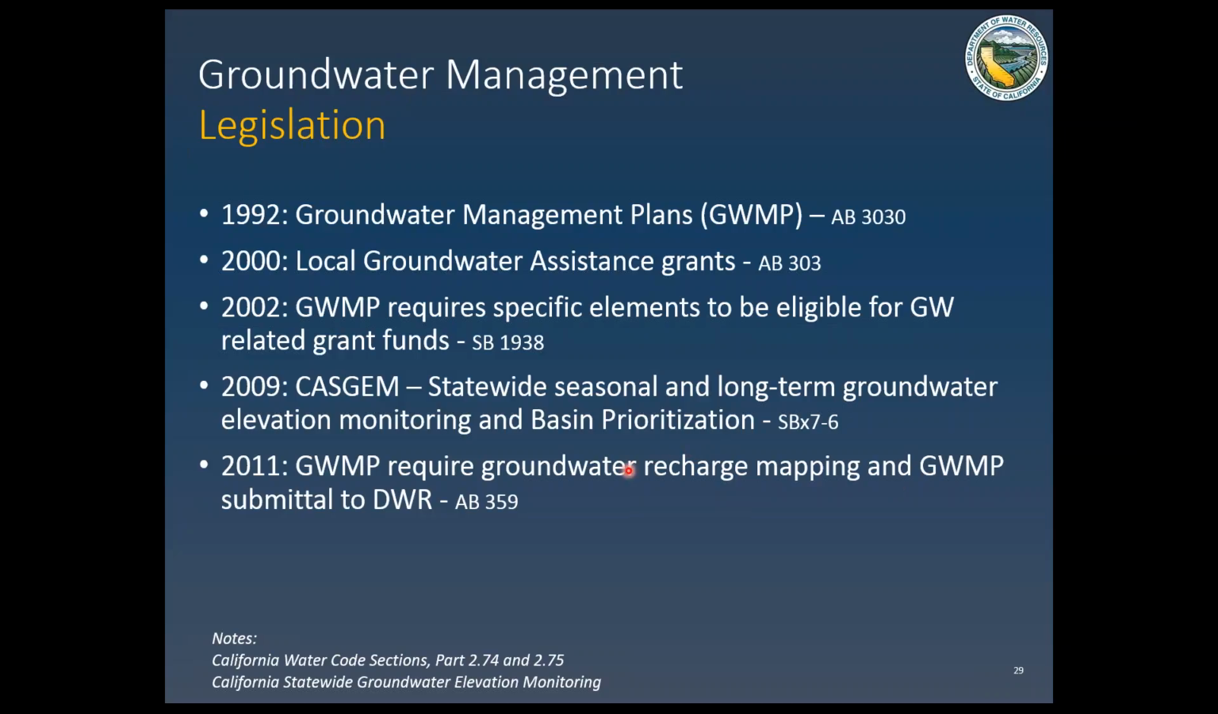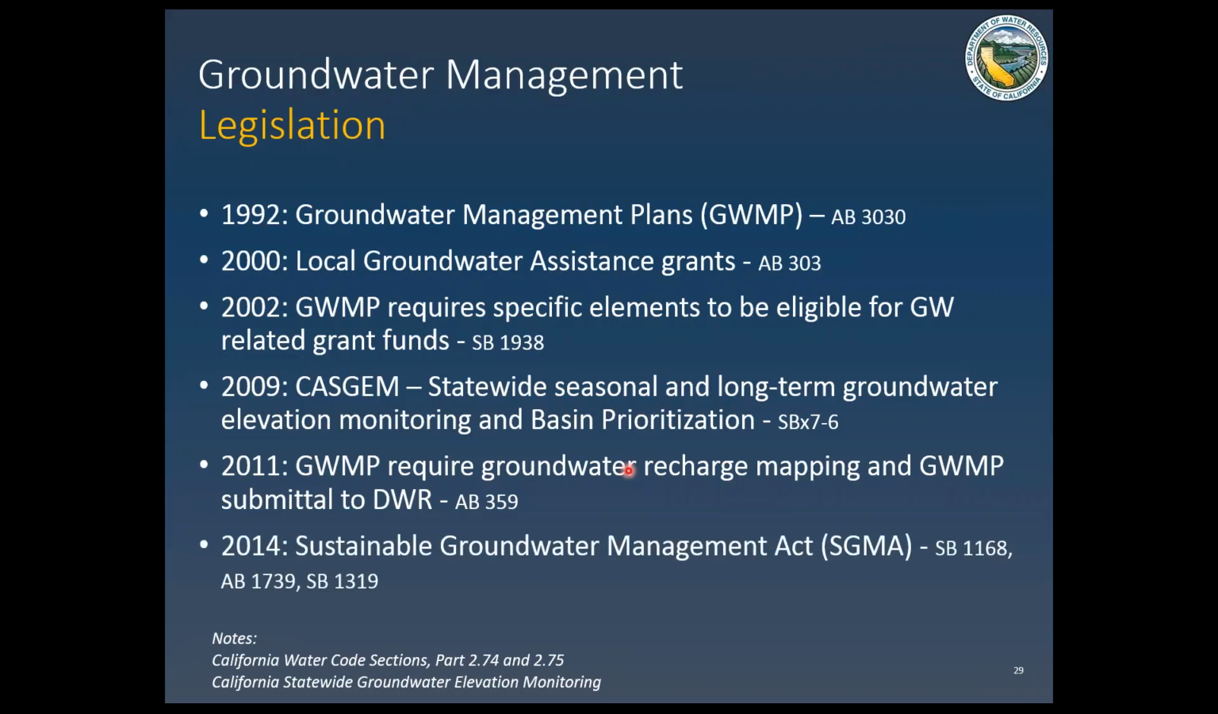In 2011, groundwater management plans were required to map recharge areas, and also were required to be submitted to DWR. That's important because one of the things we struggled with throughout that whole process was access to a lot of these plans, because prior to 2011 they were not required to be submitted, so we had to go out and find many of them. And then, of course, as you're all aware, in 2014 the Sustainable Groundwater Management Act, also known as SGMA, was adopted.